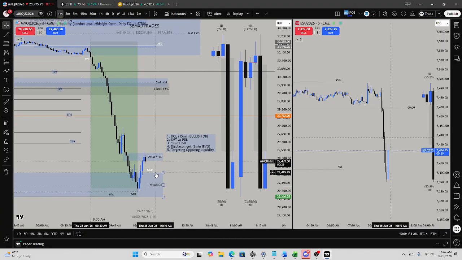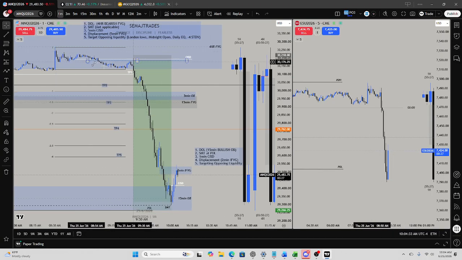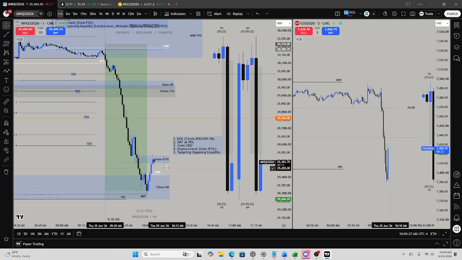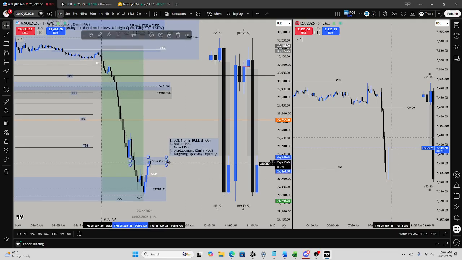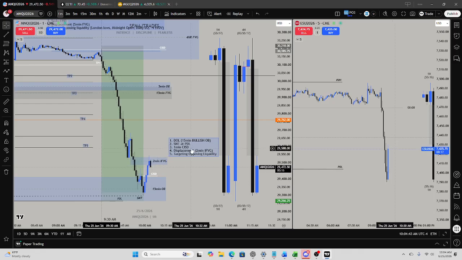It would be nice if we give this, just like we did here, right? We created the CISD. We gave another tap at the CISD. So this would be okay if we tap back into the CISD before actually inversing and getting a closure above this 2-minute fair value gap.